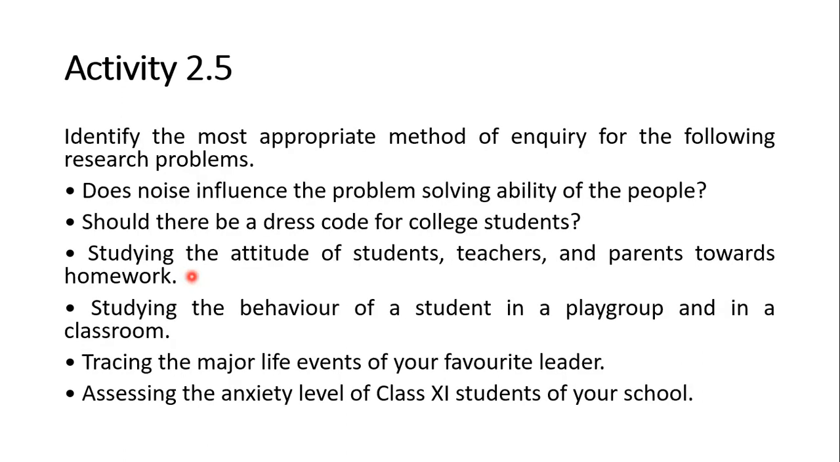Next is activity 2.5. In this, identify the most appropriate method of inquiry for the following research, whether it is the observation method, experimental method, psychological testing, survey, or correlation method. You can say what different types of methods can be used, whether more than one method is applicable, or whether the method is not suitable. You can decide.